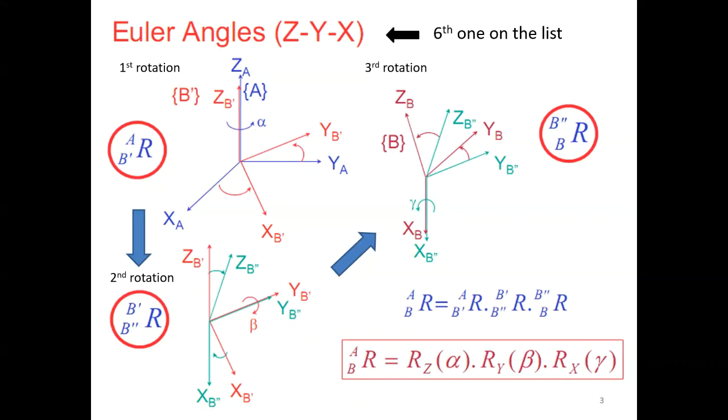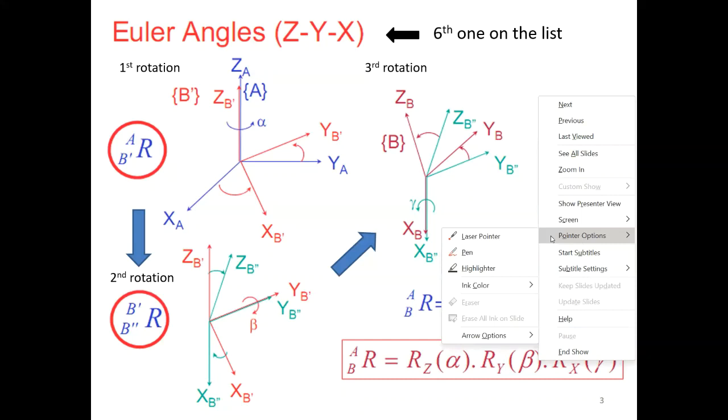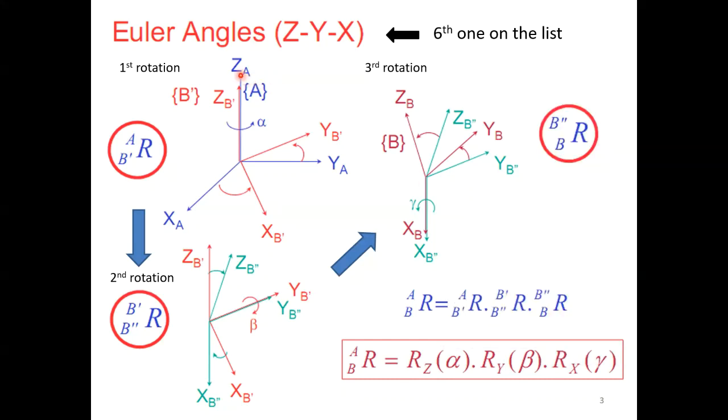So what is the rotation matrix for that? After the rotation, we give a name to the coordinate frame. It is B dash. After this rotation, the coordinate frame is B dash. So therefore, the rotation matrix is AB dash R, B dash with respect to A. And we know that it's a rotation around Z axis, Z alpha.